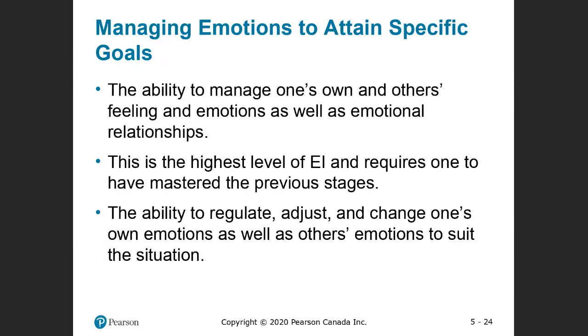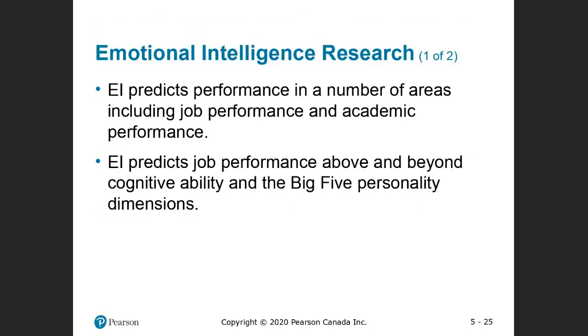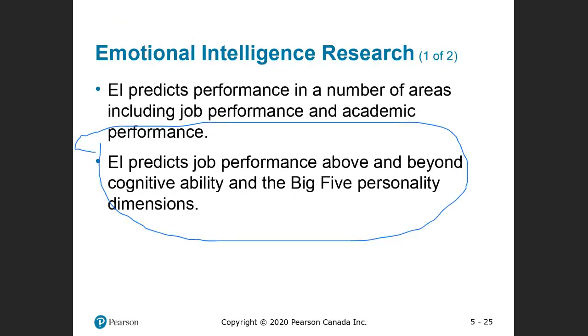So it is the ability to regulate, adjust, and change one's own emotion so that we can influence others. This will be the EQ. And EQ is very important because you can see the second one. We talk about EQ predicting job performance above and beyond cognitive ability and the Big 5 personality dimensions. So your IQ can predict your performance, and the EQ goes beyond that, predicting an additional part of performance. If you have the same IQ, the person with higher EQ will do better.